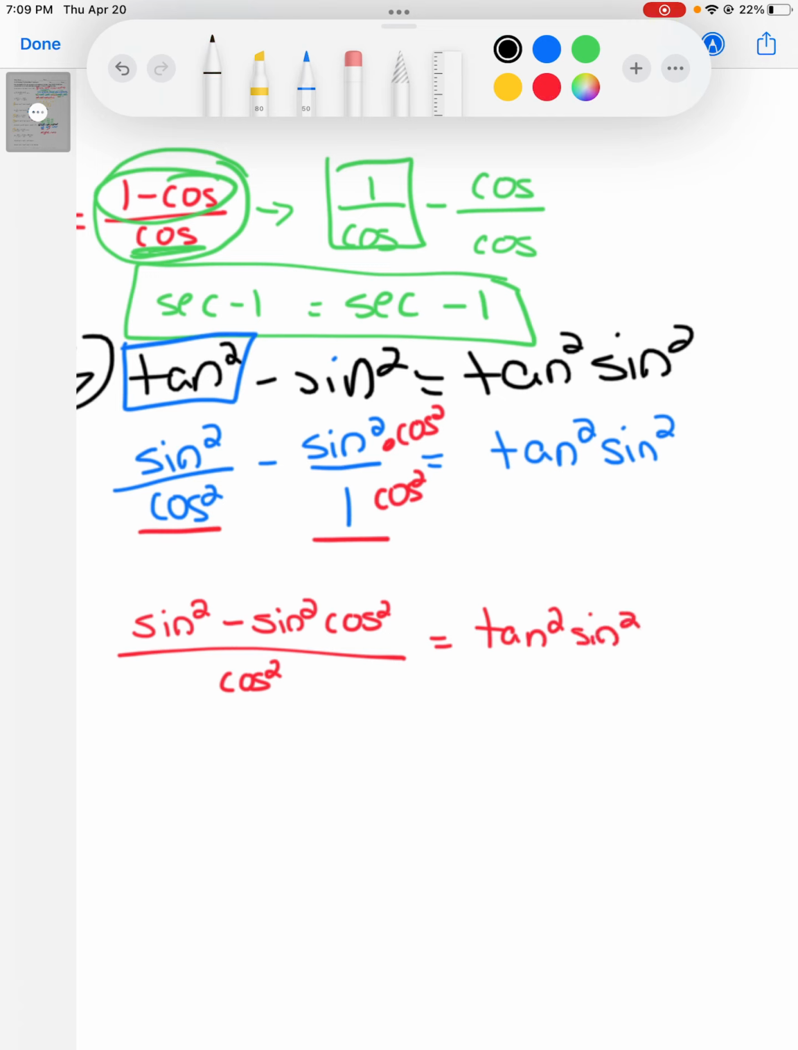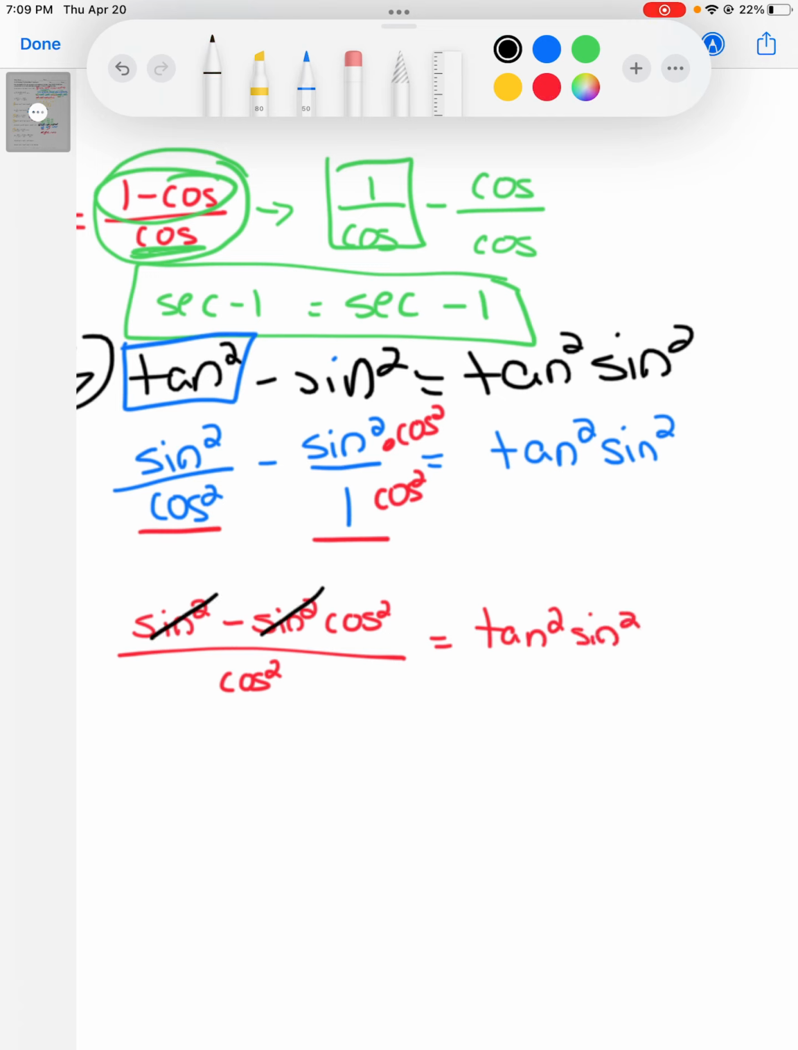Now I know a lot of you are going to be tempted to just subtract those out. Can't do that. This sine is attached to that cosine. They're multiplied together. Okay, so that means these are not like terms. It's like this is an x minus xy. Are those like terms? No, they're not. So you cannot combine them together.